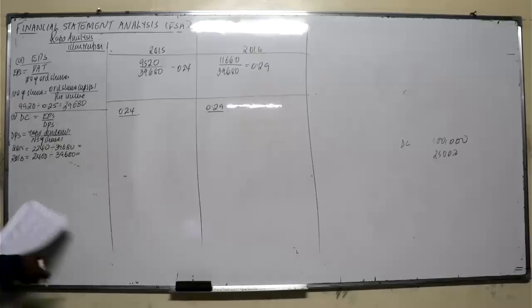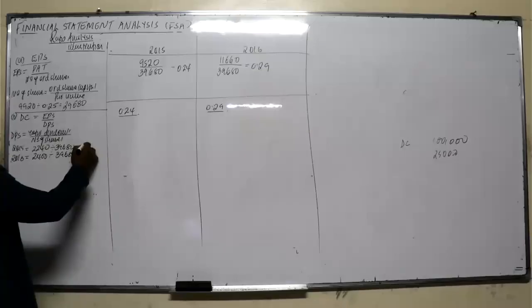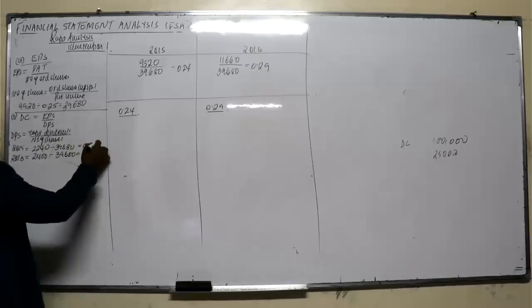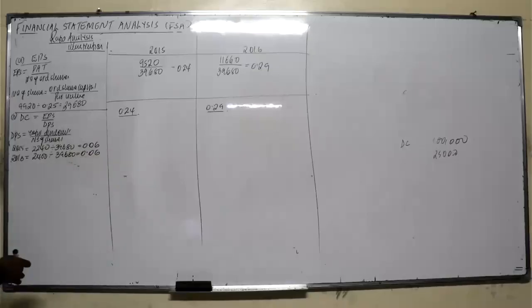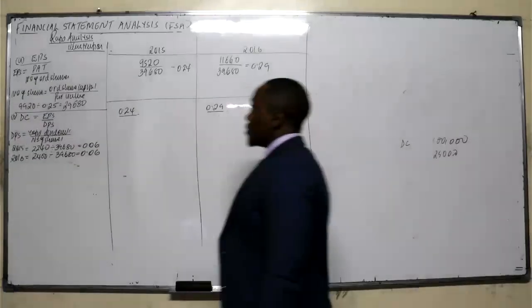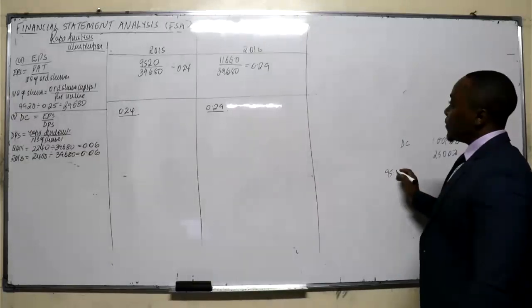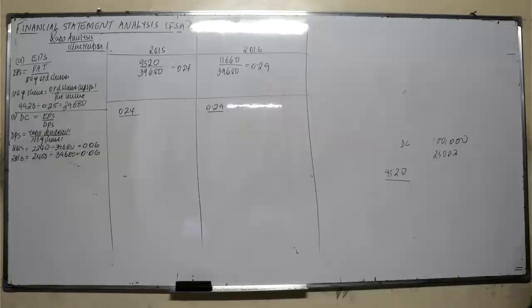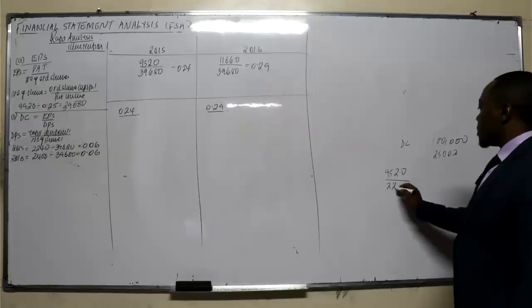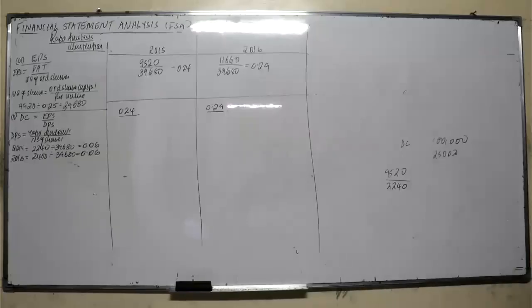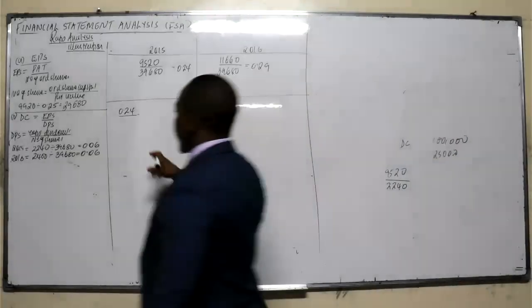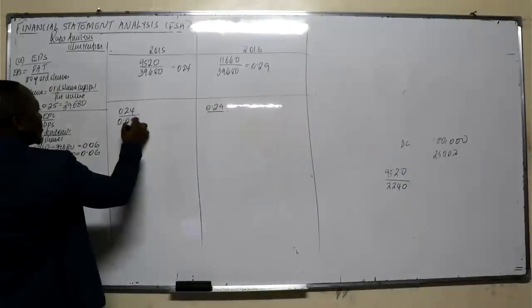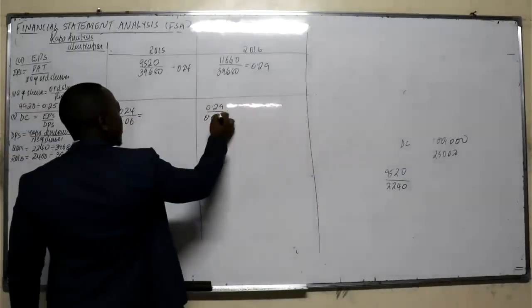2015? 0.06. Now can you do this also? Take 9520. You divide by 2240. 4 point something. So this one is 0.06. Also this one is 0.06.